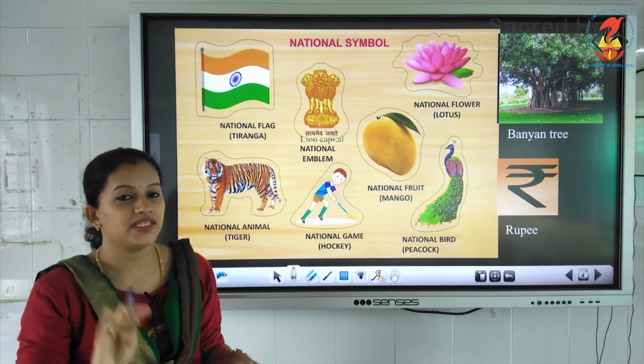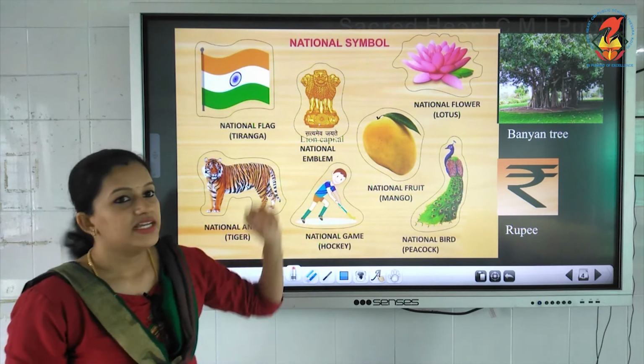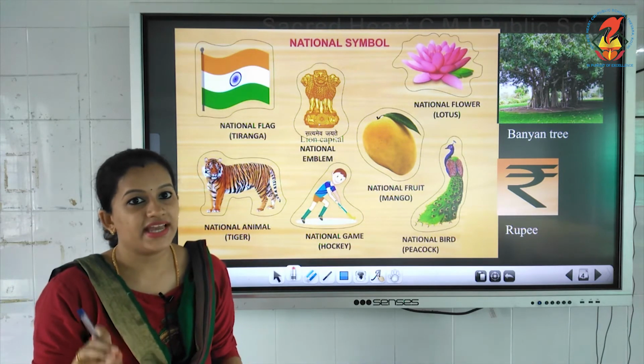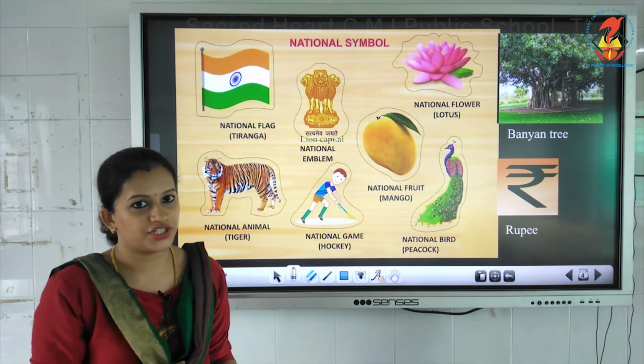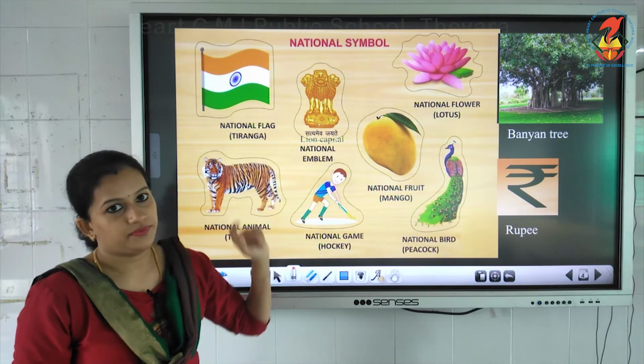So the 3 major ones are the national anthem, the national flag and the national emblem. Please see that you take it down in your worksheet. Okay, please note it down in your worksheet about these 3.